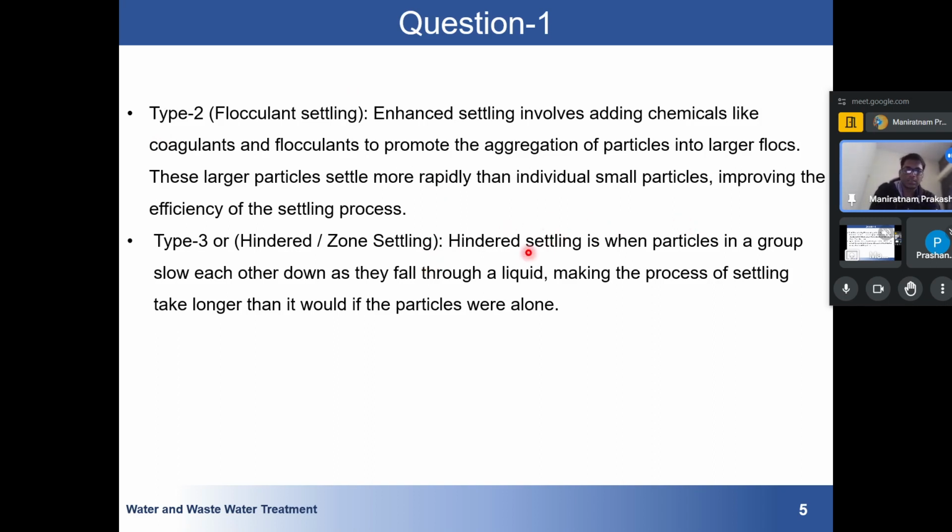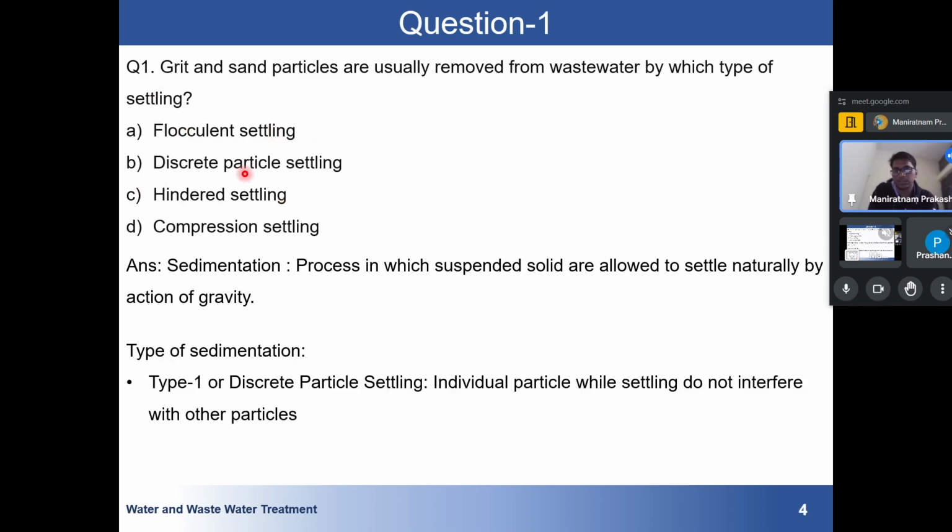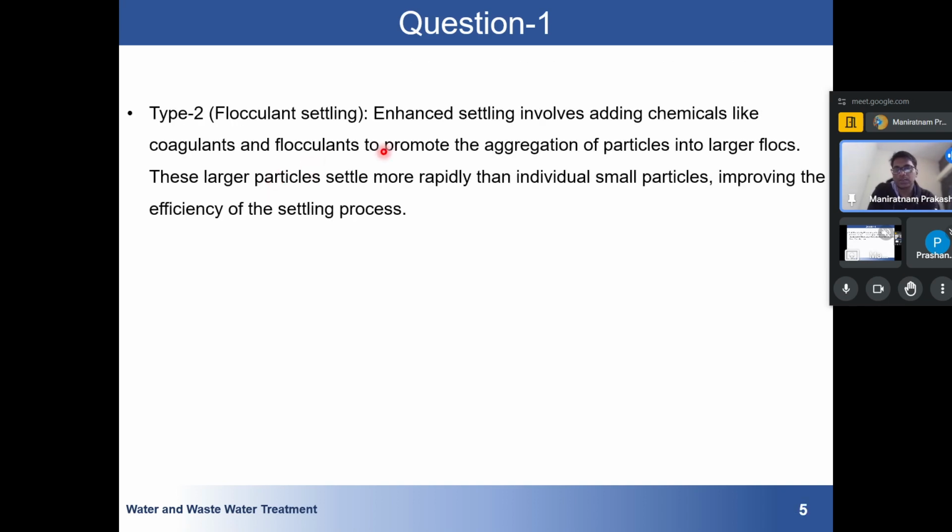Discrete settling was happening in a grit chamber or screen chamber, or in a primary sedimentation tank if you are not adding any kind of chemicals. This kind of settling happens in a coagulation tank or flocculation tank. I hope you are aware of the coagulation or flocculation tank. In that we add some chemicals, we mix, then we let it settle. So in that kind of tank this type 2 settling will happen.